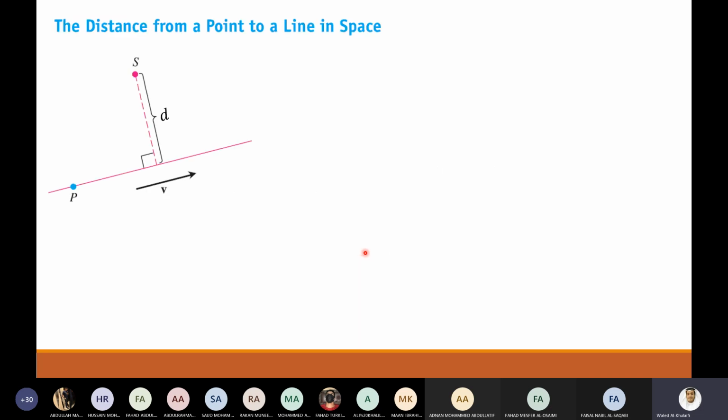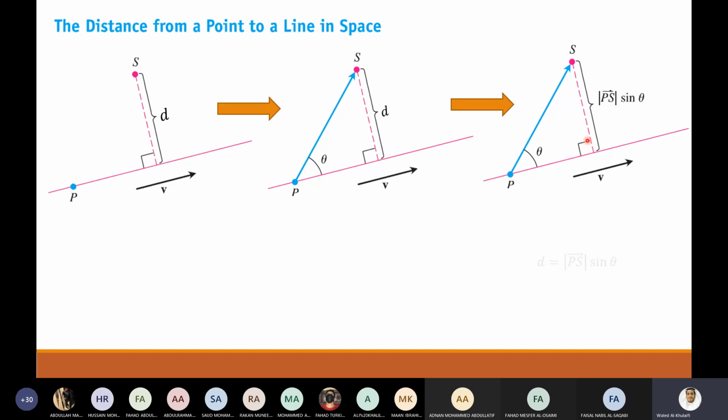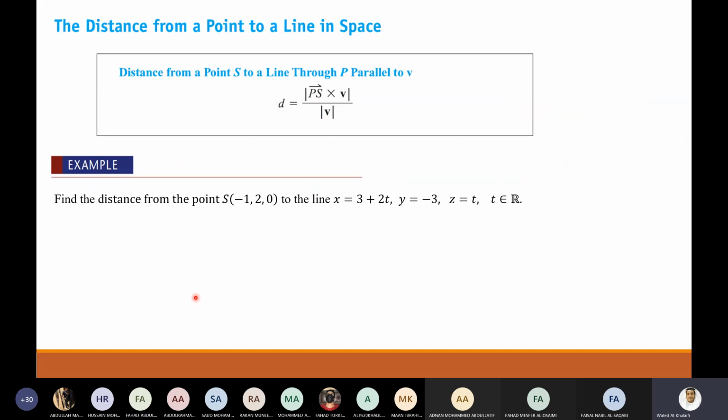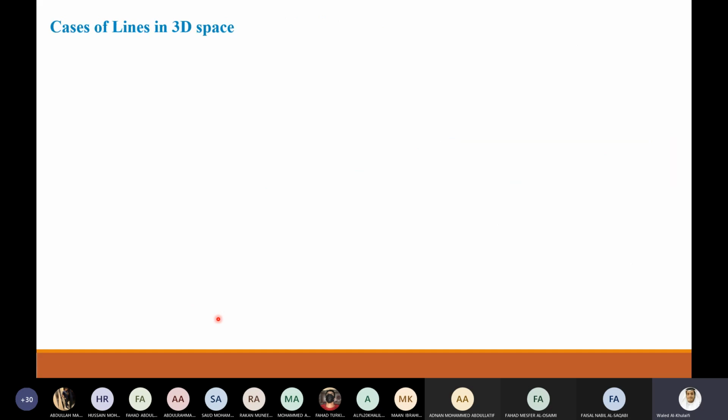And then we talked about the distance from a point to a line in space, and this is just an illustration, and we talked about where the distance formula came from. And this is the formula for the distance from point S to a line through P parallel to D, which is this one. And then we solved one question quickly about it.